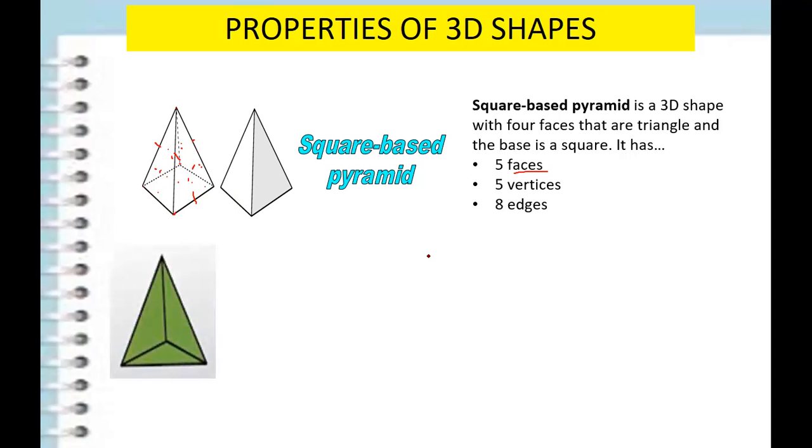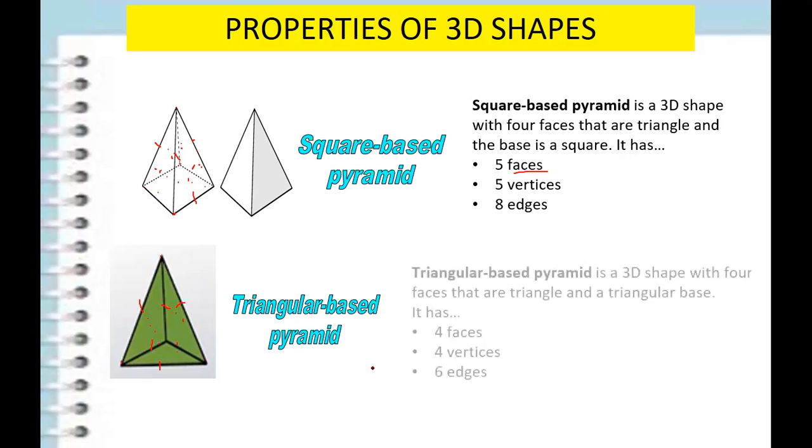Okay, now the last one is the triangular base pyramid. So we will count it. So 1, 2, and this front one, 3, and 4 faces. How about the edges? 1, 2, 3, 4, 5, and 6. How about the vertices? 1, 2, 3, and 4. Okay now? Okay.